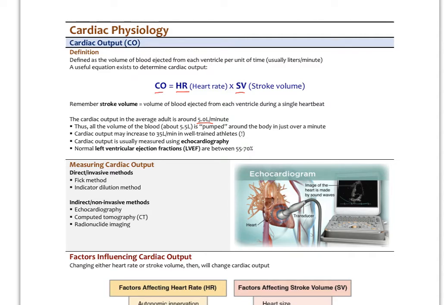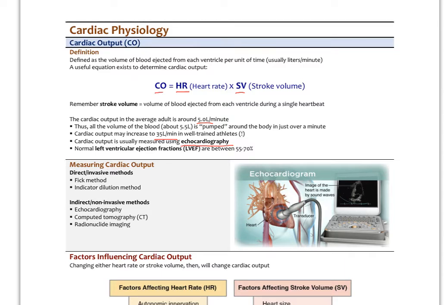The cardiac output can actually increase to 35 liters per minute in a well-trained athlete. So going from 5 to 35 liters per minute. And we can actually measure the cardiac output with ultrasound in a procedure known as echocardiography. I will talk about that in the cardiac assessment video. But basically, echocardiography is non-invasive, using sound waves.